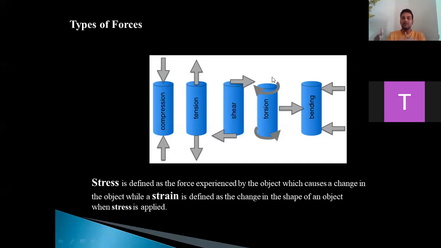So stress and strain are interrelated, or we can also say that strain is a consequence of the stress. If you apply stress on the object, definitely as a consequence, you will get strain in the object. So this was all about the types of forces and stress and strain.